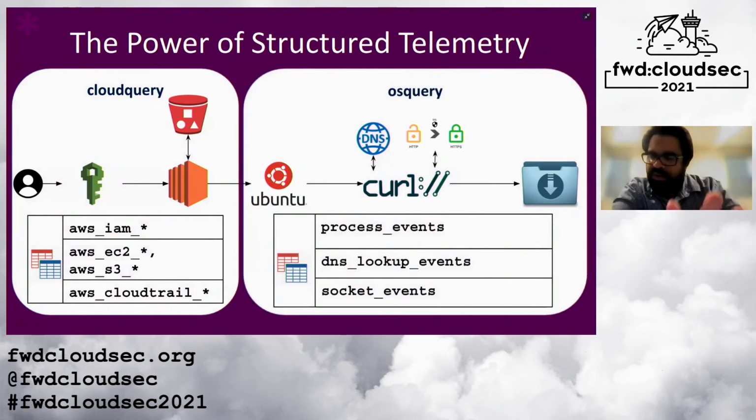And the endpoint, the virtual machine which was spun up, was running osquery. So you can see, for example, the curl process ran, so there would be an entry in a process events table. The DNS lookup events, when the curl process actually looked up a domain, so then you will have entries in the DNS lookup events table, and socket events, right, when the communication was established. So you can see the power of Cloudquery and osquery working together to trace the whole attack, giving you visibility into what exactly happened within my infrastructure.